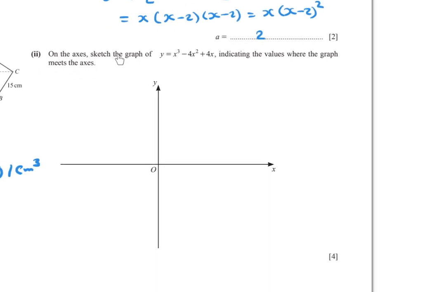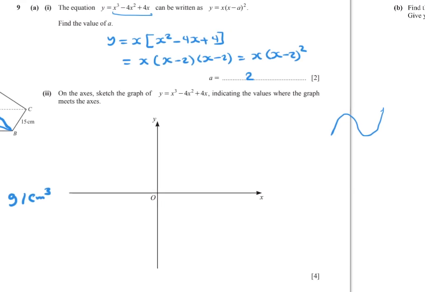On the axes, sketch the graph y equals x power 3 minus 4x squared plus 4x. So this is a cubic function. For a cubic function, if the coefficient of x power 3 is positive, this is our curve, like that. Now to draw, we need to find the intersection with the x-axis and the intersection with the y-axis. Intersection with the y-axis, put x equals 0. So if you put x equals 0, y equals 0. So the curve passes through the origin.